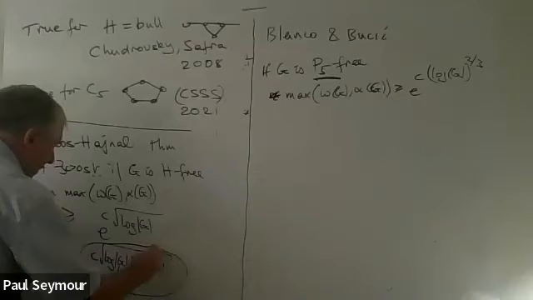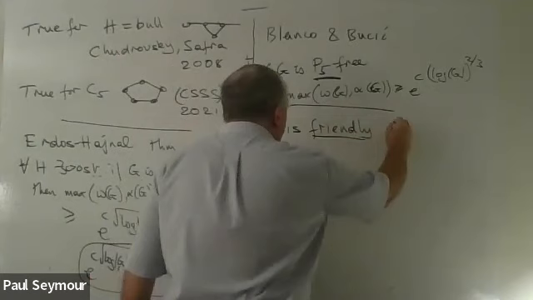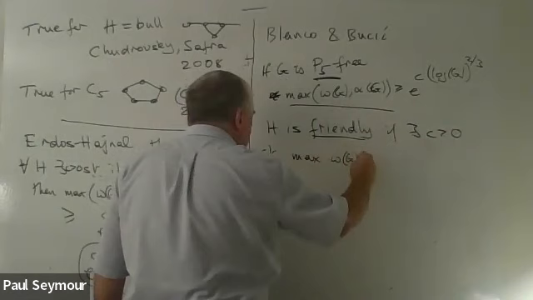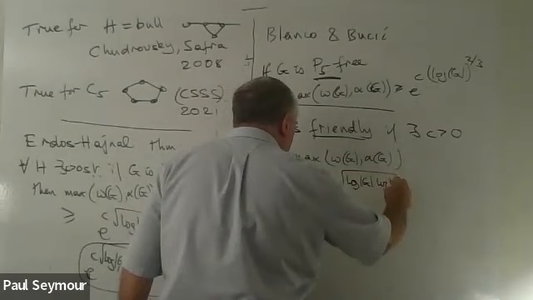Let's have a word for it. Let's say H is friendly if there exists C such that the max of omega(G) and alpha(G) is at least e to the C square root of log|G| log|G|, for every H-free graph.